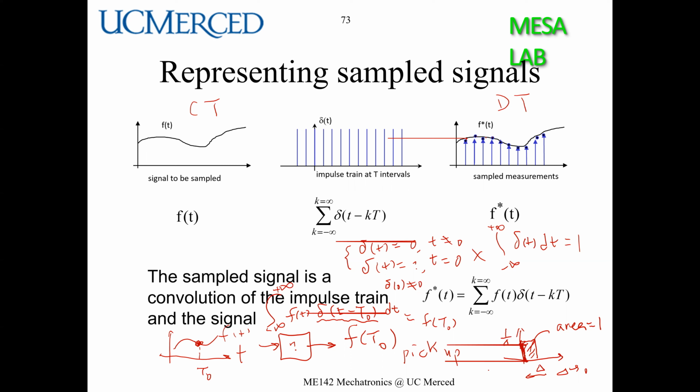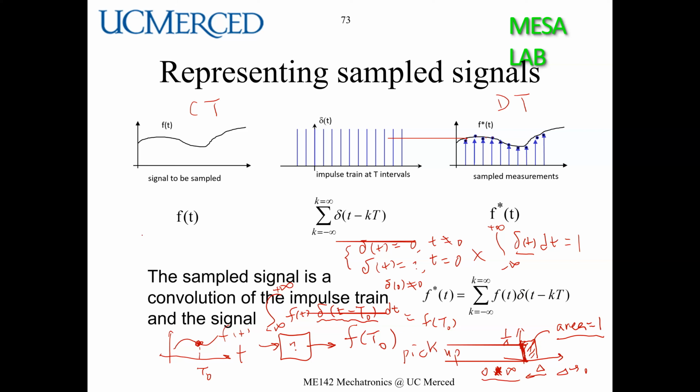So one side is 0, another side is infinity. This is not defined, how to do 0 times infinity. Can you say 0 times infinity is 0? I don't think so. Actually, you should maintain the area as 1. So that's the prototype of the impulse function. This is very interesting.